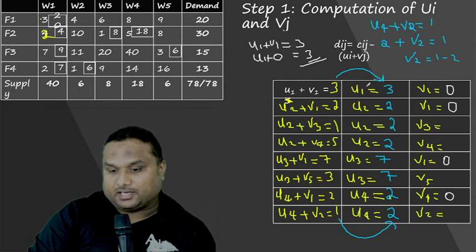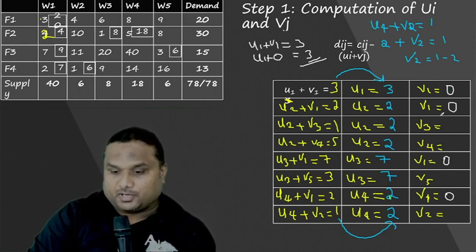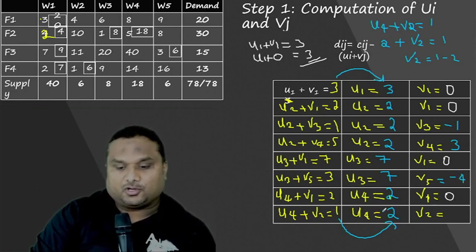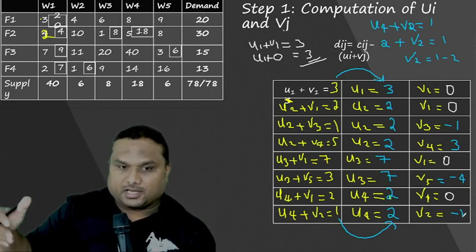Now tell me, 3 minus 3 is already 0. 2 minus 2 is already 0. Correct? 1 minus 2 is minus 1. 5 minus 2 is 3. 3 minus 7, tell me, minus 4. 2 minus 2 is 0. 1 minus 2 is minus 1. Comfortable? Can you copy this?